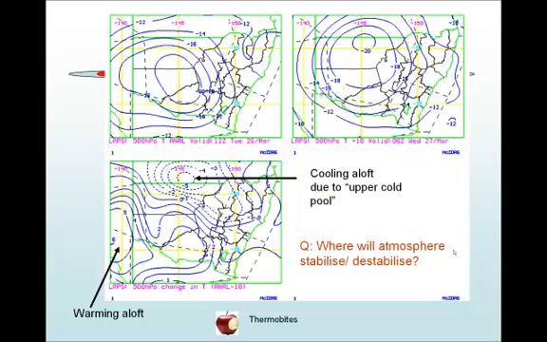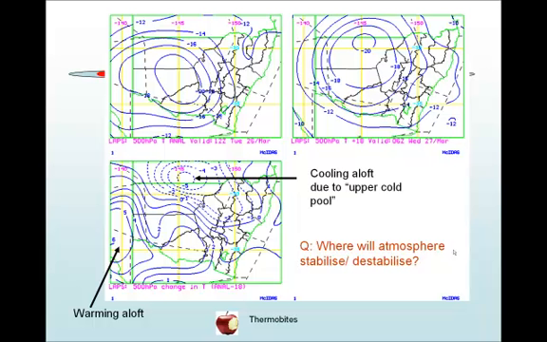Another way of looking at this is to look at some model fields. So here we have from an old numerical model known as LAPS the 500 hectopascal temperatures at analysis time, and then an 18-hour prog field, or prognosis field, on the right hand side. And then the field beneath is the analysis minus 18 hours. So the dashed regions show that there's cooling over the 18-hour period, and the solid contours show that there's warming over the 18-hour period. So where will the atmosphere stabilize and where will it destabilize?